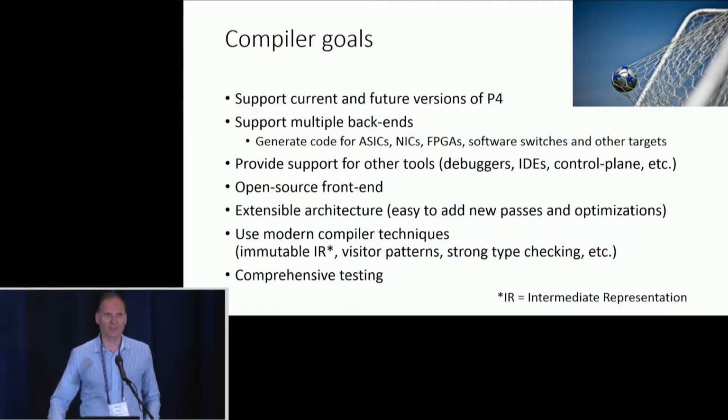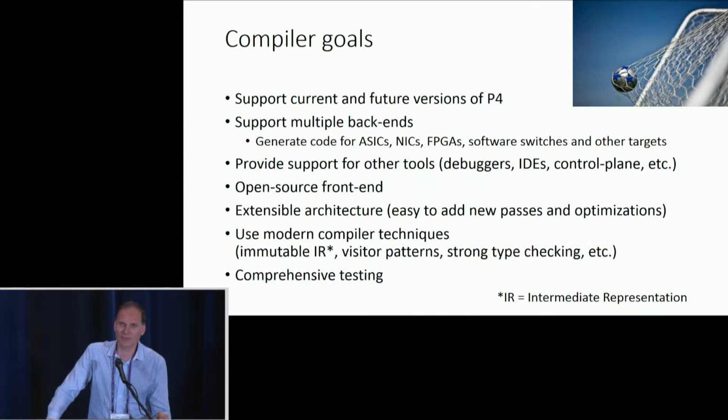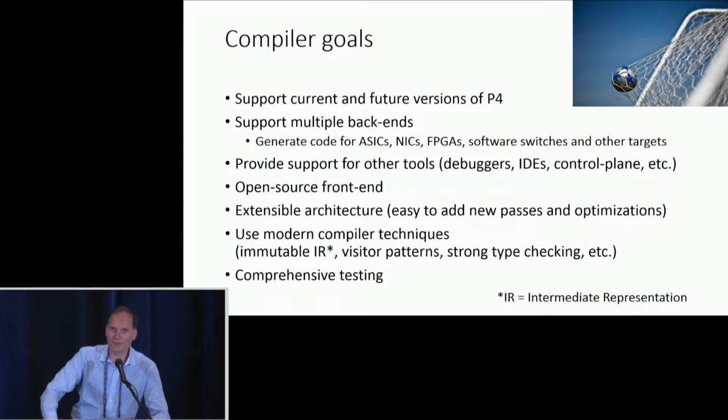All right. So now, why do we want a new compiler? What's wrong with the old compiler? Well, it depends on your goals. And these are the goals we set for building the new compiler. And we think it would have been much harder to meet some of those goals with the old code base. So first of all, we want to support current and future versions of the P4 programming language. As you see, the new programming language, P4-16, has a different syntax.